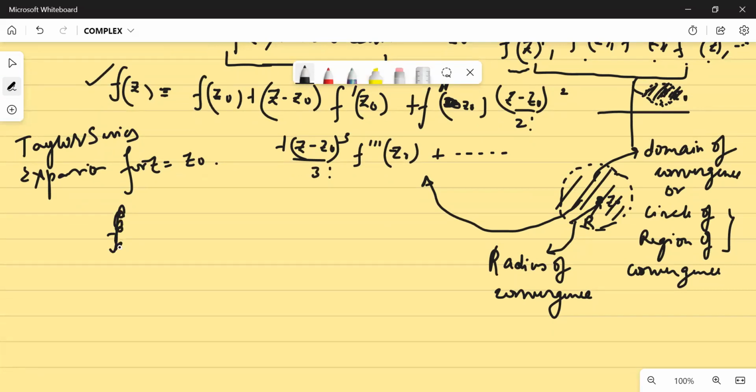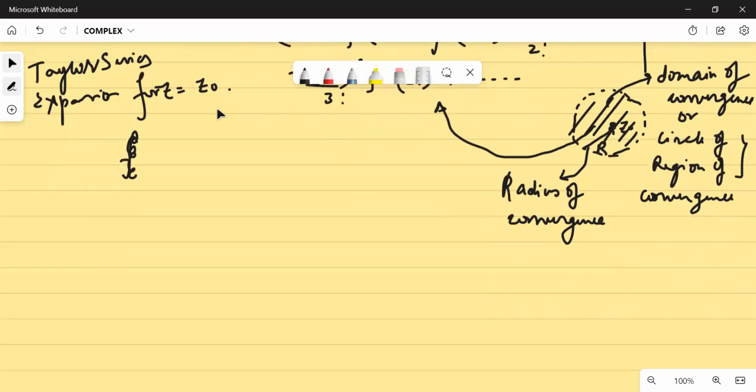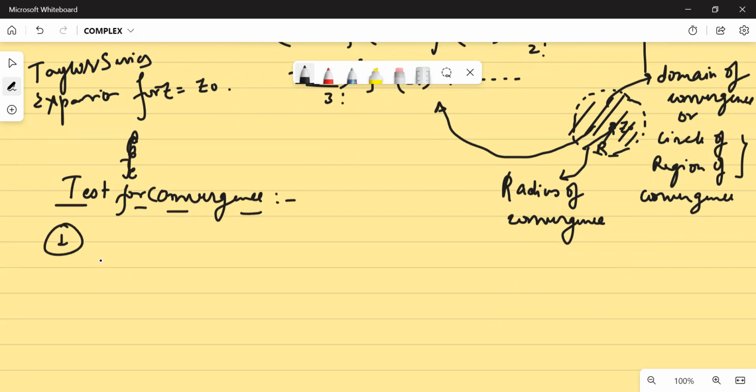Okay, so how to determine that particular radius? You must be knowing there are two tests. I would write test for convergence. So how to test what is the domain of convergence? The first test that is very handy in determining this is the ratio test.